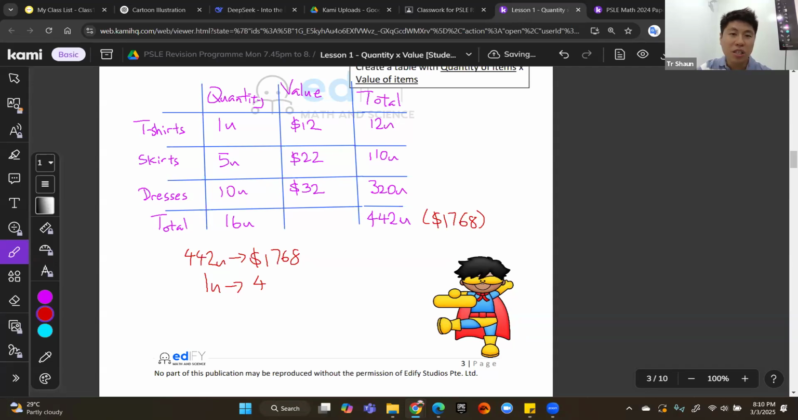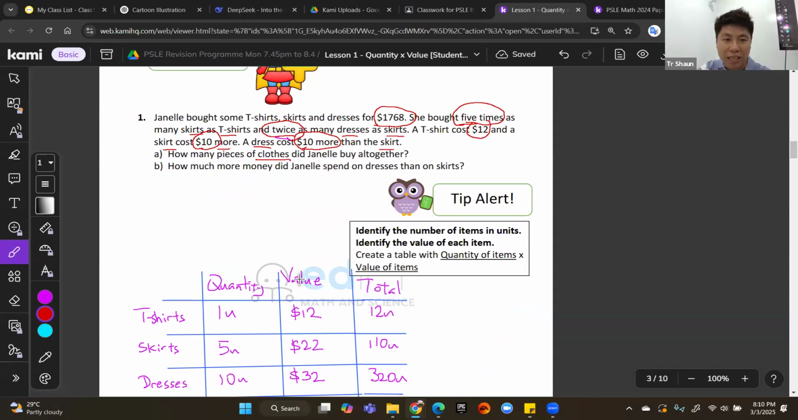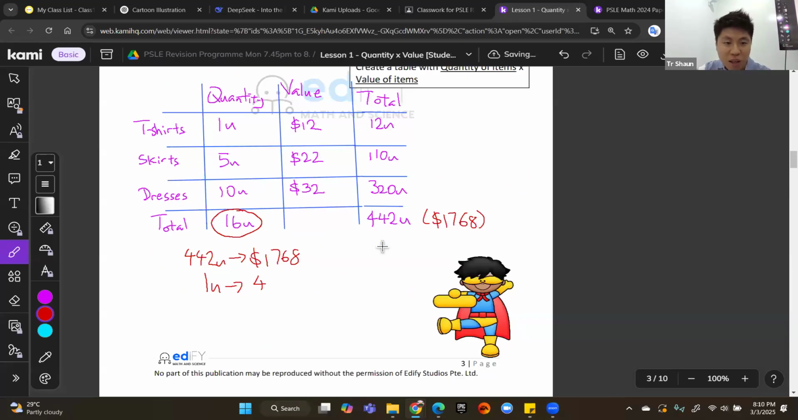Let's go back and look at the question, see what they want. They want how many pieces of clothes did Janelle buy all together? You can see here, total is 16. So now I want to find 16 units. 4 times 16 will give me 64. So that's for A.